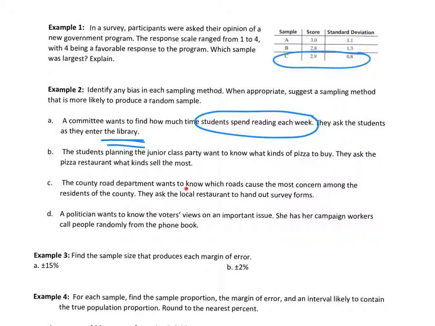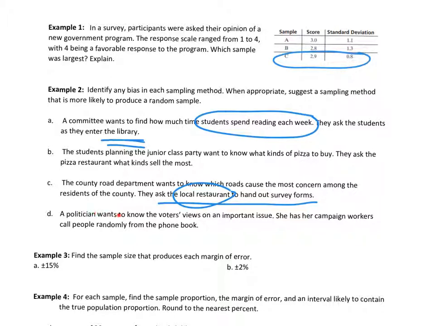The county road department wants to know which roads cause the most concern among the residents of the county. They asked the local restaurant to hand out survey forms. I also think that's probably a good idea, except if you're asking just a local restaurant, then you're only going to get maybe certain people. Well, it depends. You'd have to think about what the population is of the local restaurant. Do old people go and younger people go? Does it cater only to a certain type of population? If it caters to all populations, then I would say that's not biased.